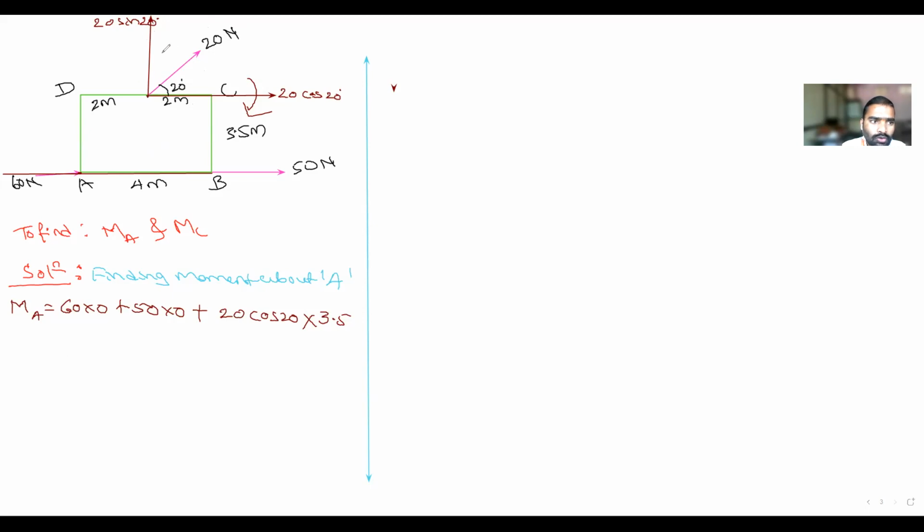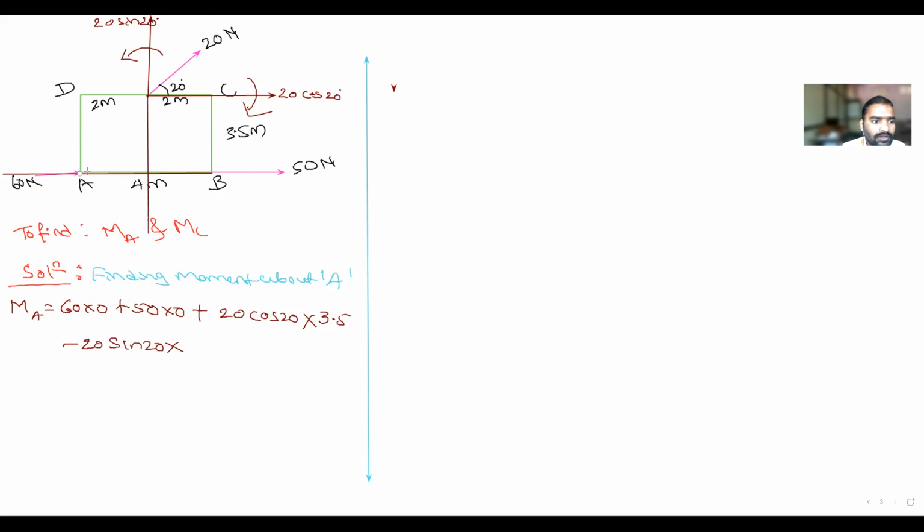Is this force producing clockwise or anti-clockwise? Anti-clockwise. That is minus. 20 sin 20. Now, the line of action of the force is in the vertical direction. Correct.